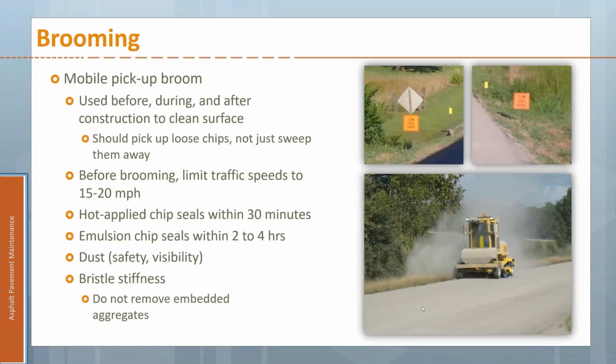But before you broom this, you need to make traffic slow down. That is the hardest part of any chip seal project. As soon as there's something on the surface, people that live there think, well, I got to go home, I got to go here. So they get on that roadway. They don't really want to slow down. It says that we should limit traffic speeds to 15 to 20 miles per hour. And that, I'm sure some of you are laughing right now because that's just not an option.